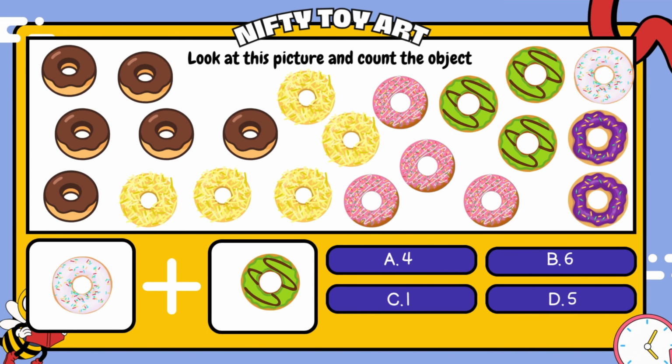I want to take all the vanilla donut plus the green tea donut. So, what is the total number of donuts? That's right, 4 donuts.